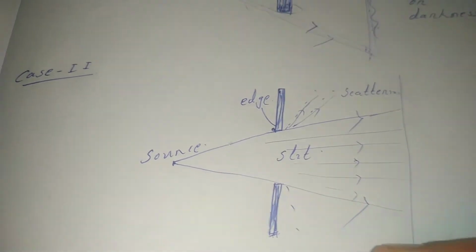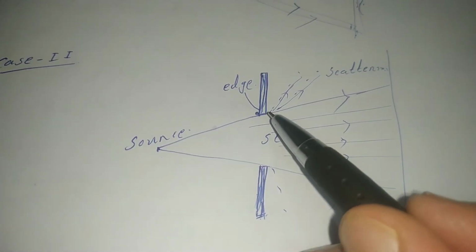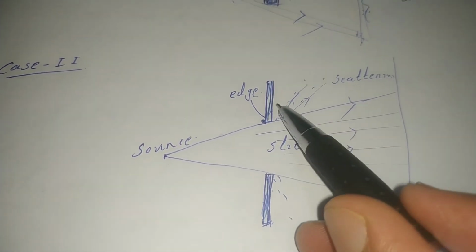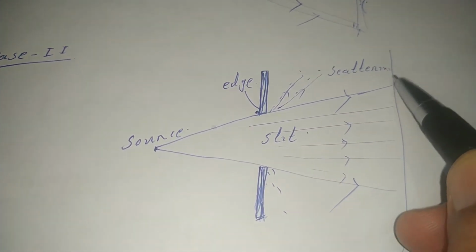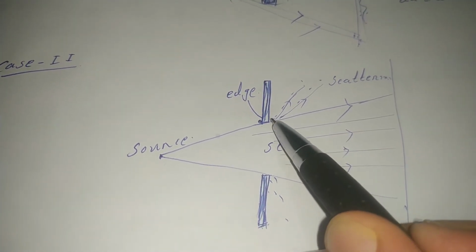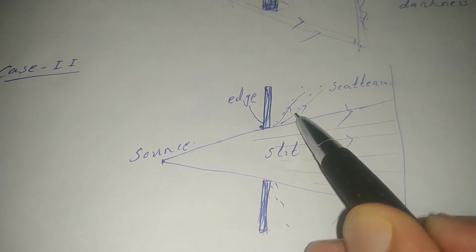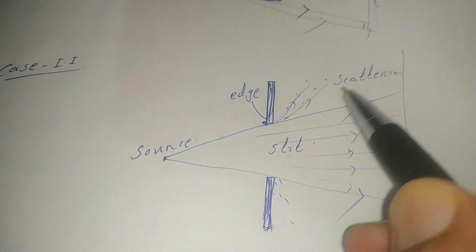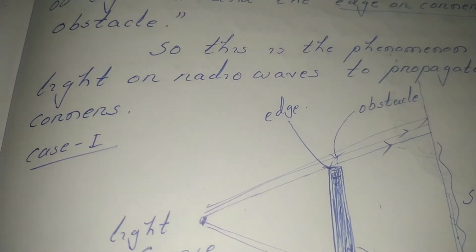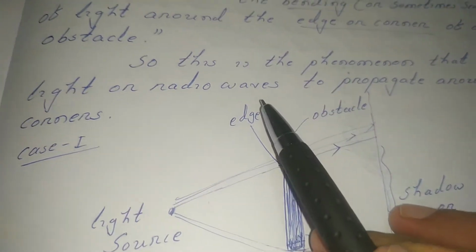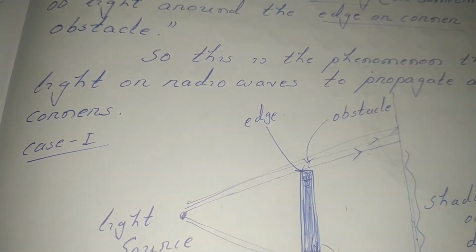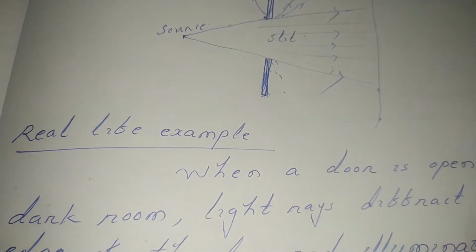Okay, another case you can take: suppose one slit is there between two obstacles, and here also no light should be observed in that part. But due to diffraction, some of the light rays are scattering or bending near the edge or corner, and that's why some dark and bright spots are observed there. So diffraction is the phenomenon that allows light or radio waves to propagate around corners.